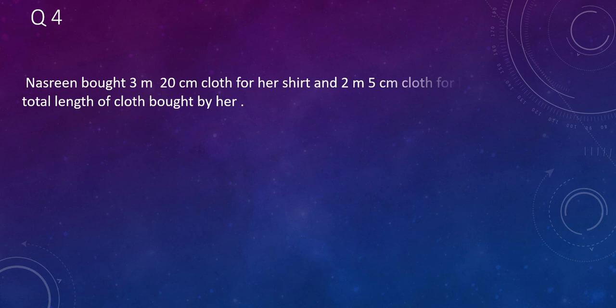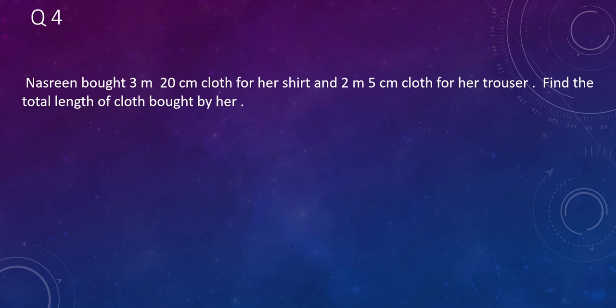Next question is question number 4. Nasreen bought 3 meter 20 centimeter cloth for her shirt and 2 meter 5 centimeter cloth for her trouser. Find the total length of cloth bought by her.